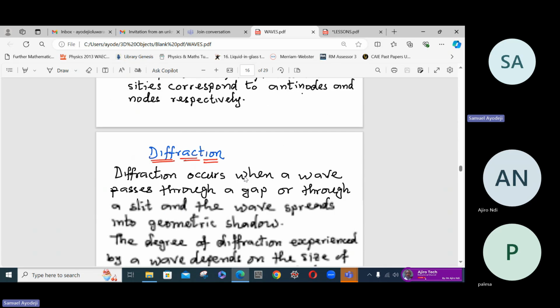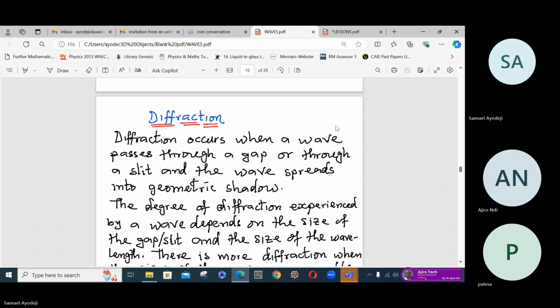So that's how. Now, everything up to the end of this lesson is under superposition of waves. So we are going to look at everything under superposition of waves.